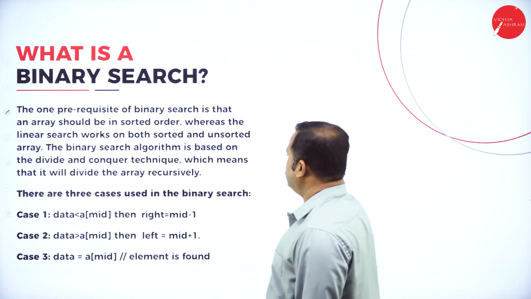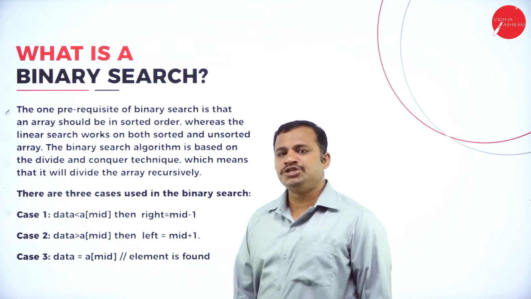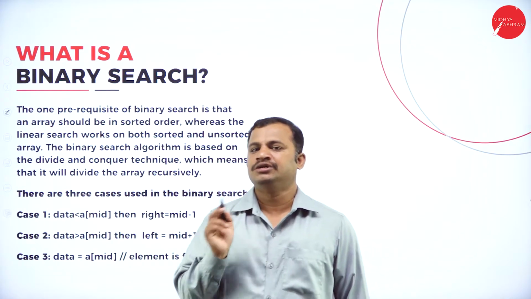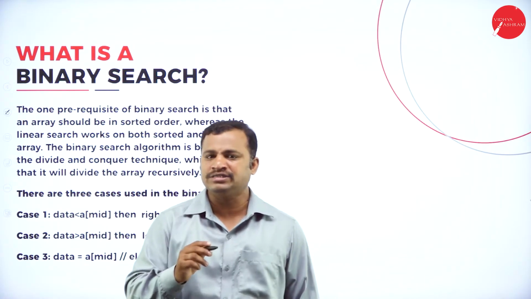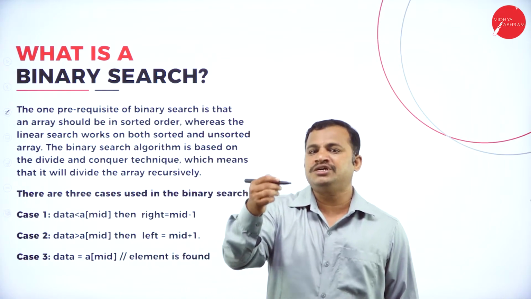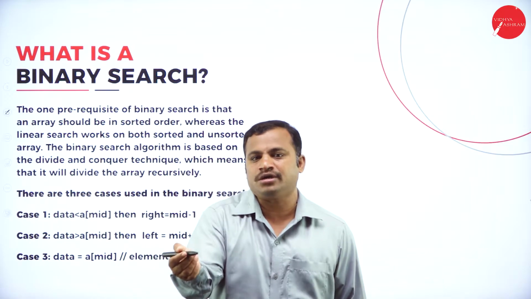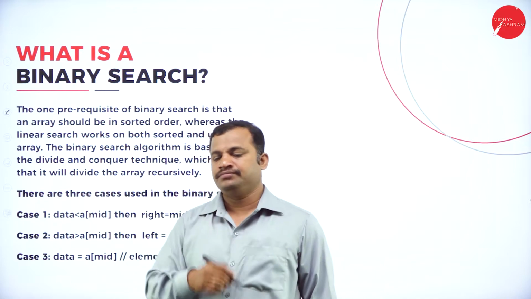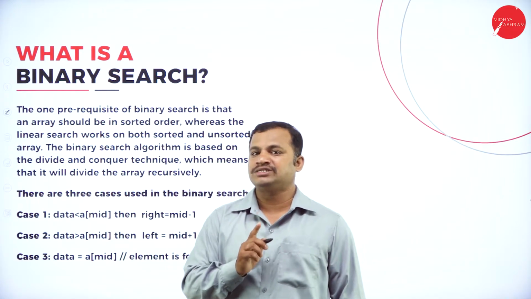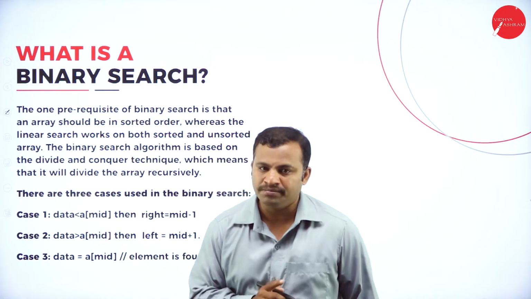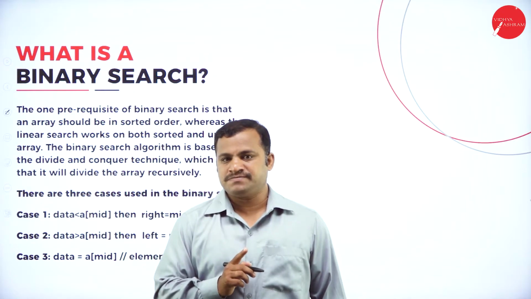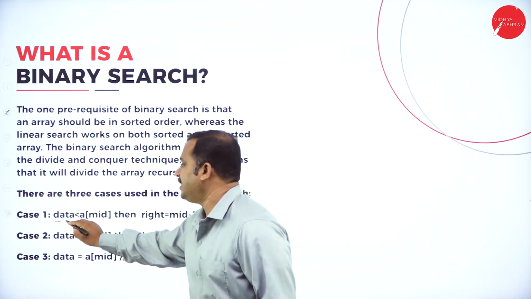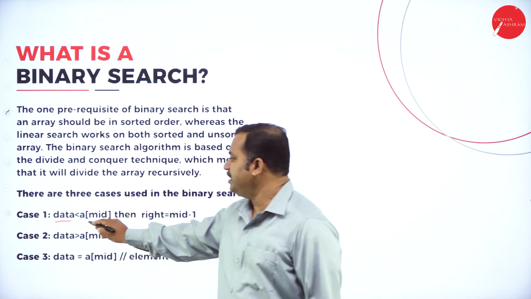See here, this algorithm uses the strategy of divide and conquer. First, it divides the array into two equal parts. Then it applies the conquer strategy. That is, whether the element required to be searched is present in the list or not is determined by employing the divide and conquer strategy. There are three possible cases in this binary search algorithm. The first case is when the element to be searched, that is data, is less than the middle element.